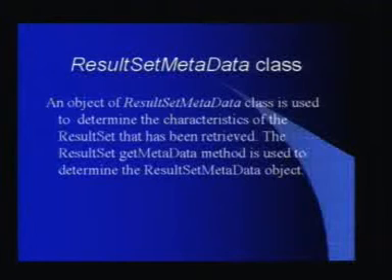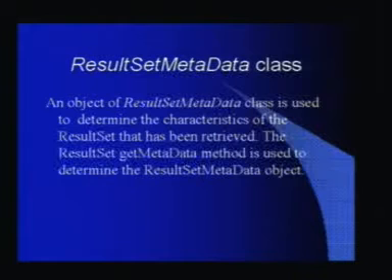Now the ResultSetMetaData class. Here I am trying to get both rows and columns, that is, all records will be fetched from the database. For that I will be using the class ResultSetMetaData. What do we mean by it? An object of the ResultSetMetaData class is used to determine the characteristics of the result set that has been retrieved. It just means that a result set is nothing but a set of rows. A set of rows means a set of data items. So, irrespective of their types, we want to see them.